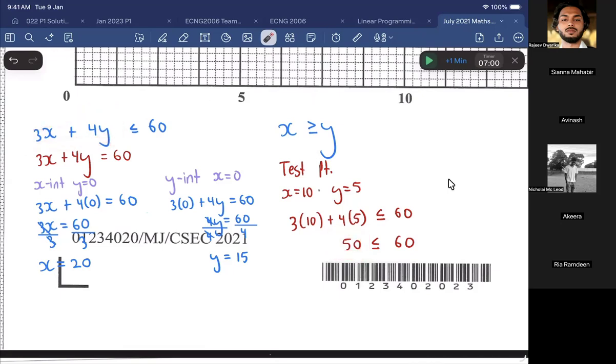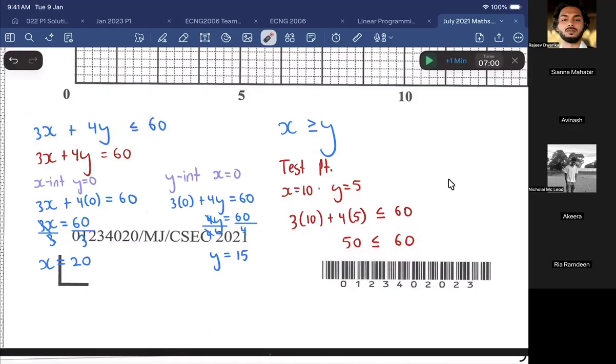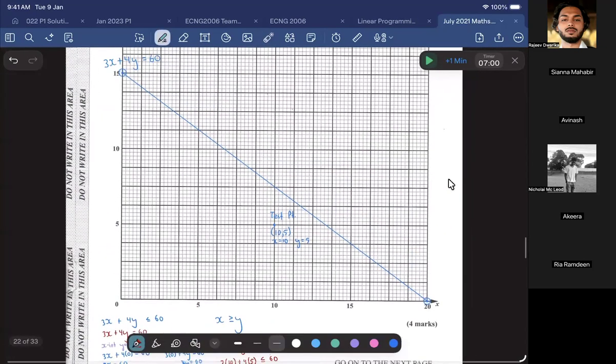Correct. So we picked the test point 10, 5. X is 10, y is 5. So wherever we saw x, we plugged in 10, and wherever we see y, we plugged in 5. You worked that out and you got 50, and 50 was less than or equal to the 60. So in other words, 3x plus 4y is less than or equal to 60 on that side. Are you okay? Talk to me. Yes, sir. Right, so I'm going to shade this region over here.